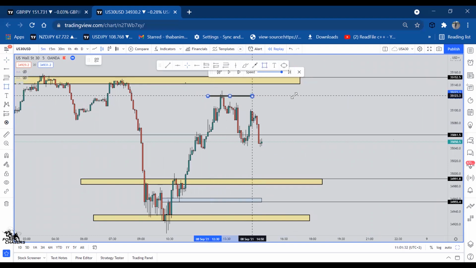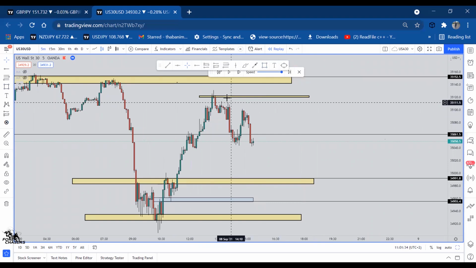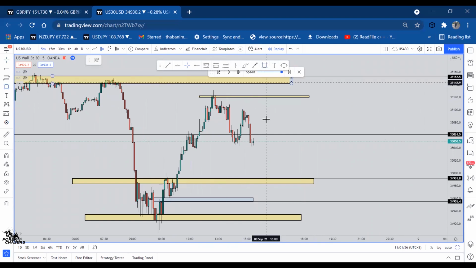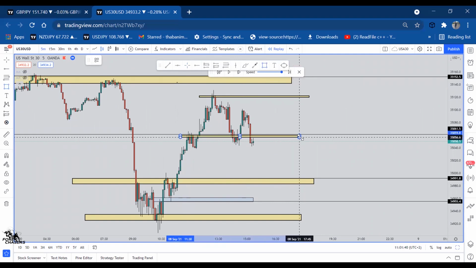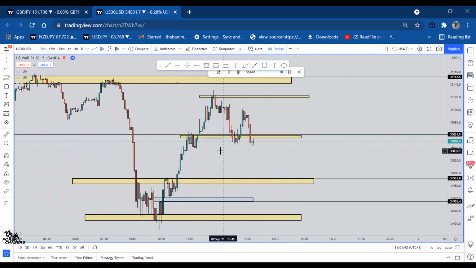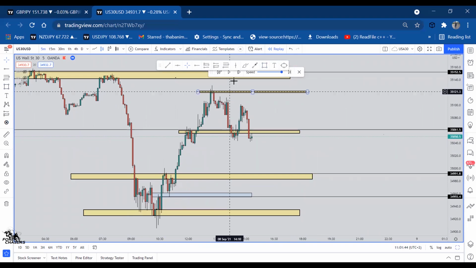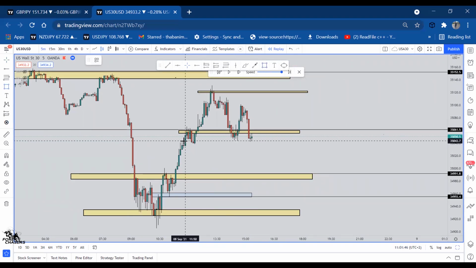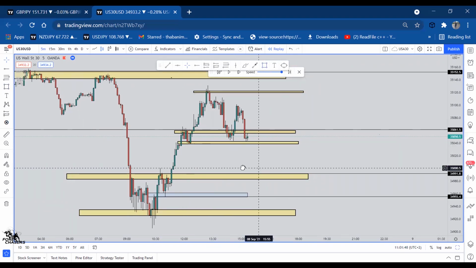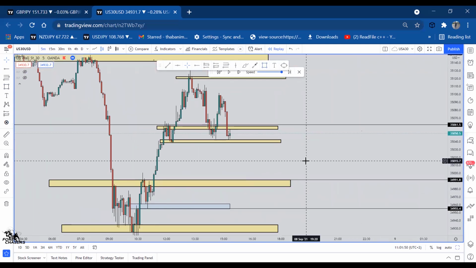So now we can see, guys, that we have what? We have this key area here, just a minor key area, small. And then again, guys, we do have this key area here. We can see that we do have this key area here. And then again, guys, we have this key area here. So these guys, let me just zoom in.